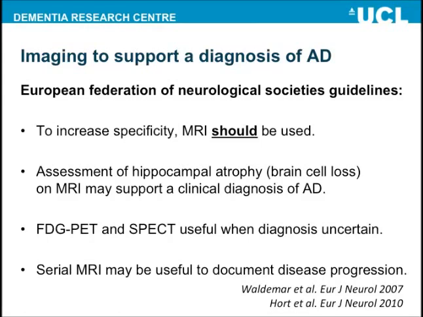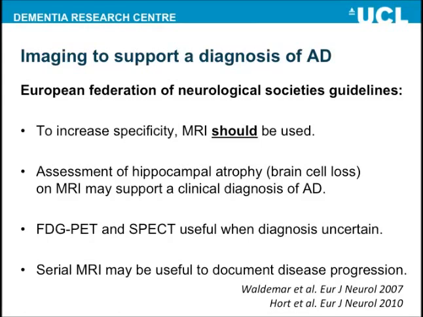So the European guidelines go on to state that to increase the specificity of diagnosis, MRI should be used above CT. And on MRI, we can assess hippocampal atrophy. So this means, well, atrophy means loss of brain cells, and the hippocampus is a particular area of the brain that's very important for memory. So assessment of hippocampal atrophy is something that clinicians look at on a scan, and if it's present, it can provide a lot of support for a clinical diagnosis.